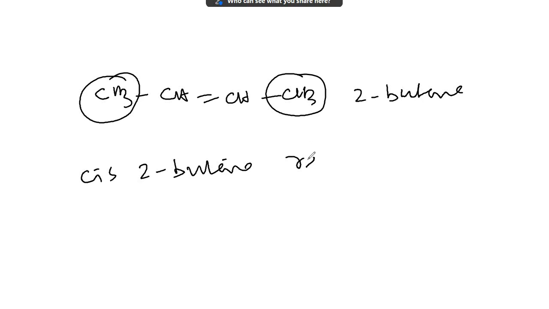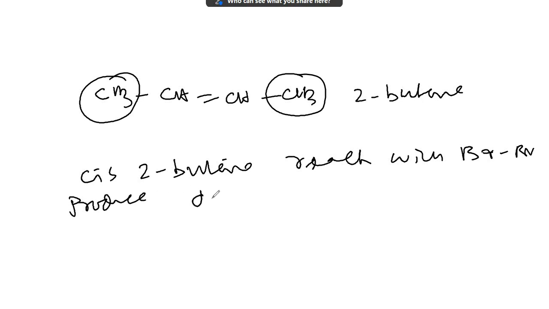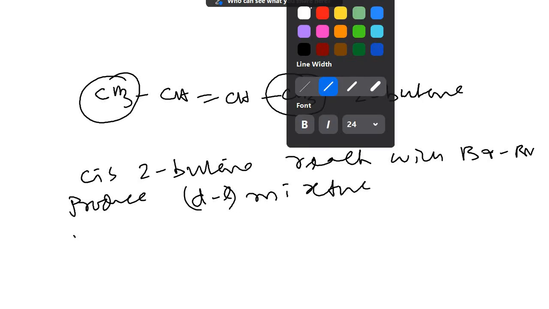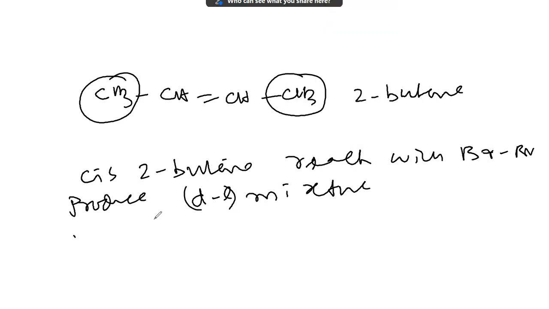is treated with bromine, it reacts with bromine to produce DL mixture. And trans-2-butene is a very important one. I am writing it with a colored pen also. Trans-2-butene will give meso.